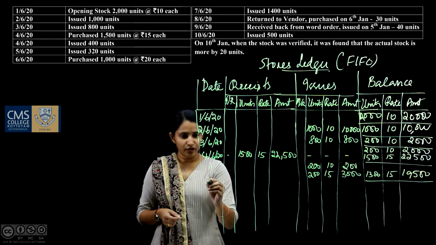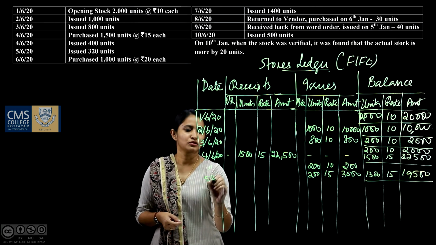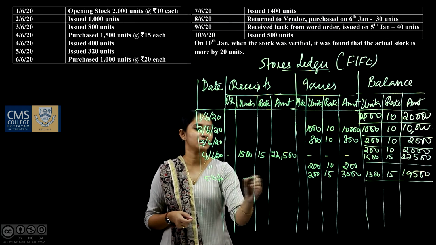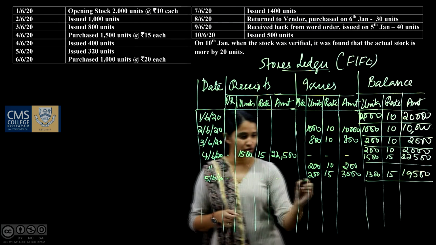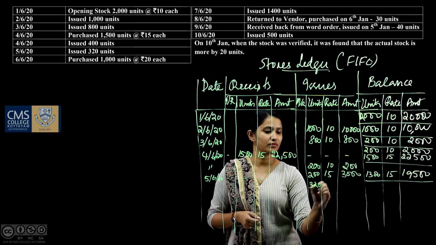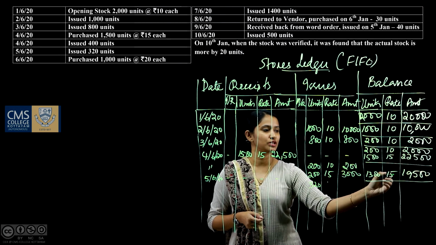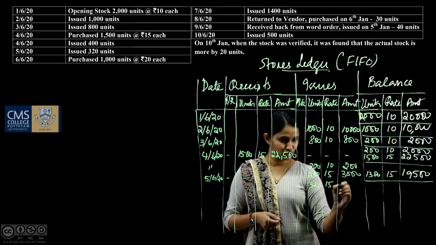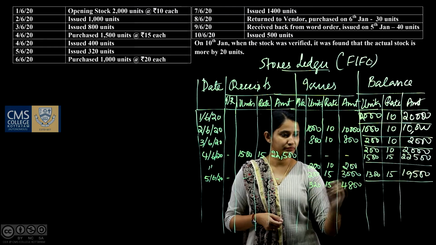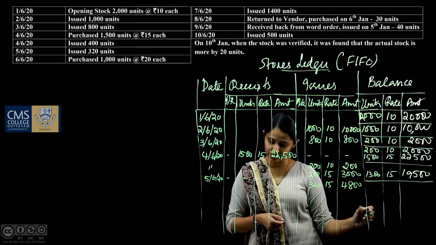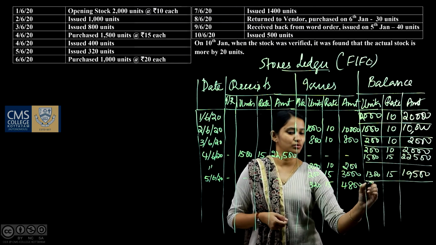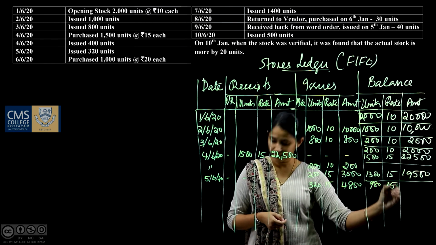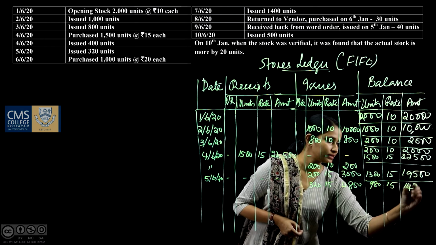Then on 5th June, again, the production department has asked us for issue of 320 units. So we are going to take 320 units from this lot. Unit price is 15. So the amount comes to 4,800. And we are taking 320 units out of it. So we have 980 units left at 15 and the value is 14,700.